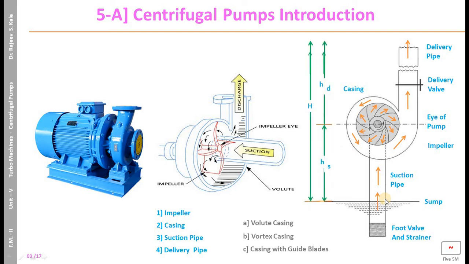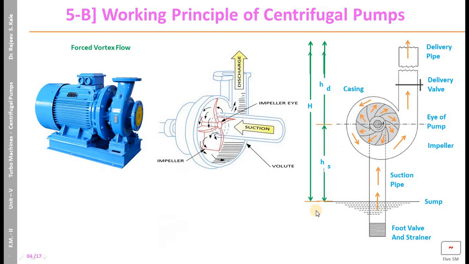You can understand the heads. So this is, you can say, the eye of the pump or axis of the shaft. From this you have to take the vertical measurement. So the height taken from the sump water level to the axis of the pump is known as suction head. The water is delivered up to the required height. So that is known as delivery head. So total head is suction head plus delivery head.